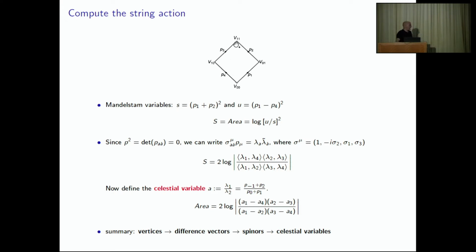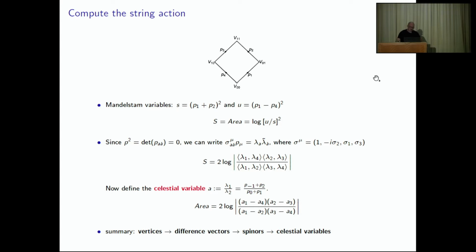Okay, so what is the action of the string? Well, the action is just the area of this diamond. So for dimensional analysis, this area can only depend on the ratio of these two Mandelstam variables that you can build from these P difference vectors. And in some nice and symmetrical case, you can actually do the integration and figure out that the function is just log of u over s squared. Okay, so that's the area. Now these P's, these kink velocity vectors, are null vectors in R2,2 because the kinks move with the speed of light.